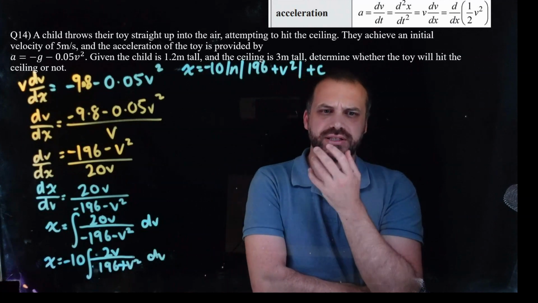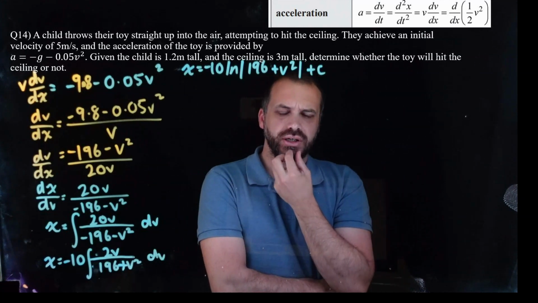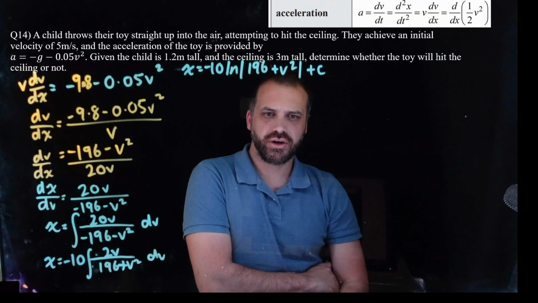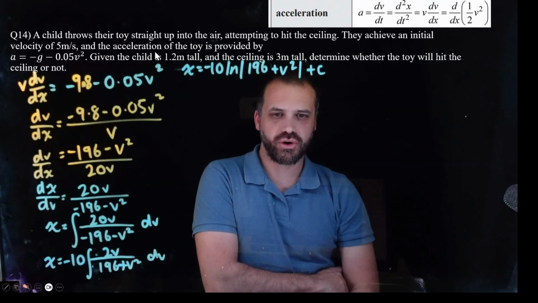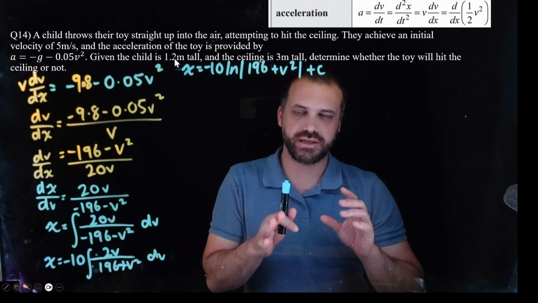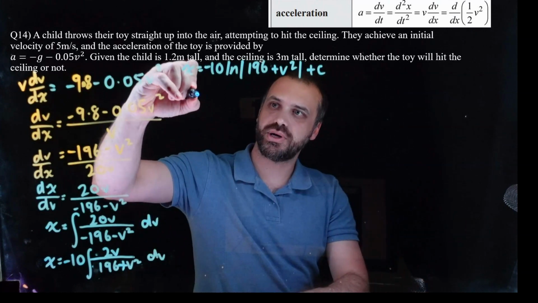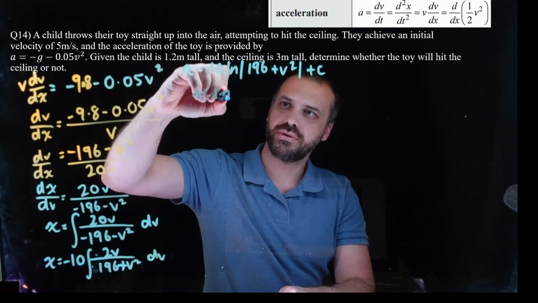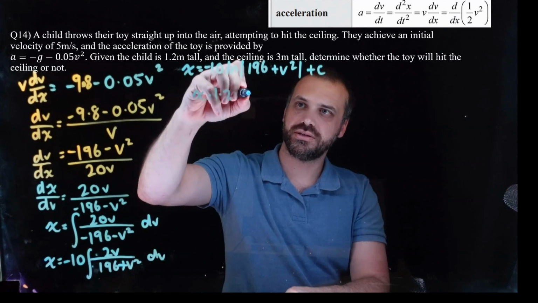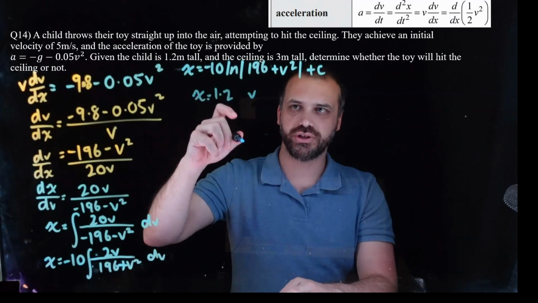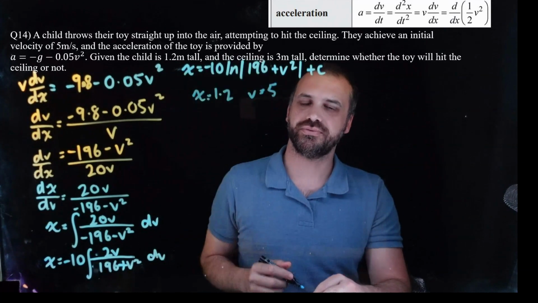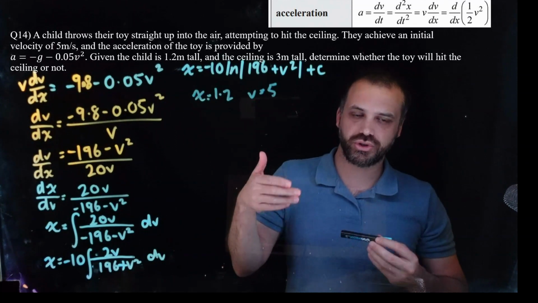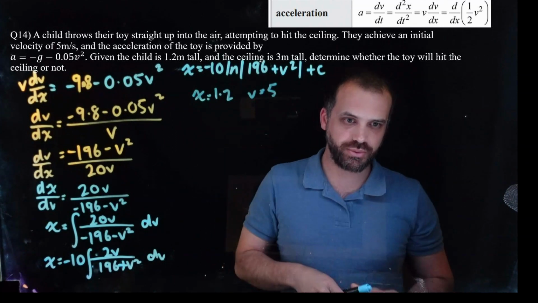So what do we have? We need some sort of initial condition. The child is throwing from a height of 1.2 meters. So when x equals 1.2, velocity, initial velocity, 5. Let's sub 1.2 and 5 into our equation and see what we get for c.